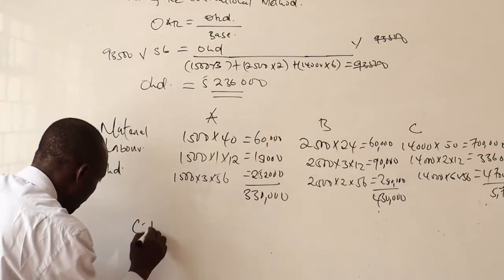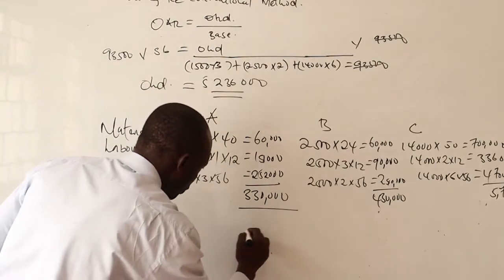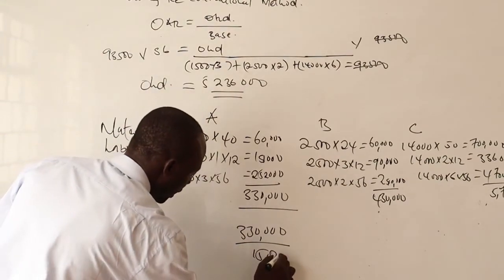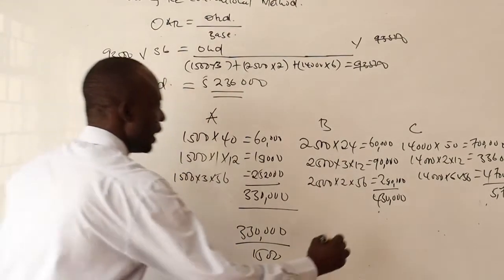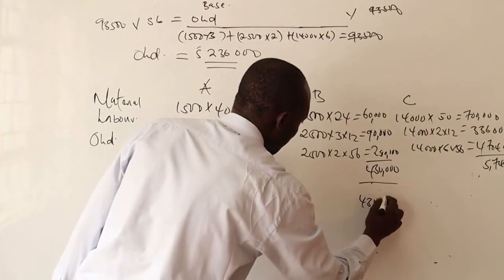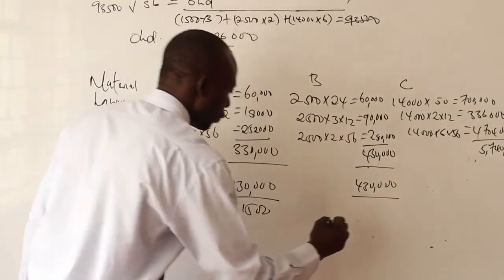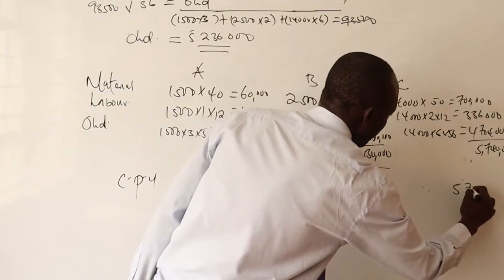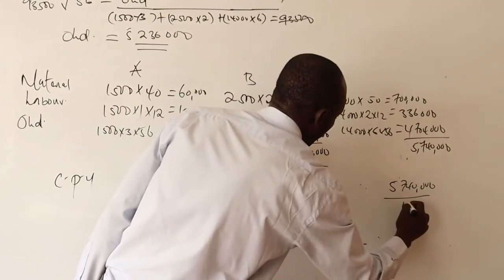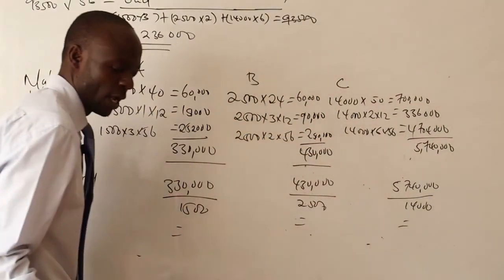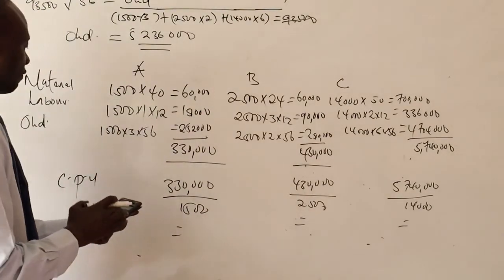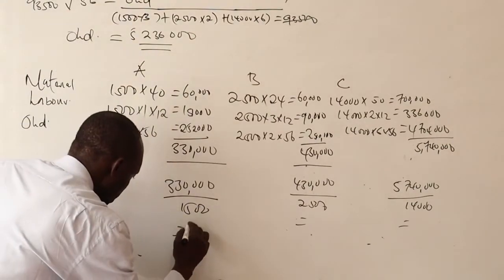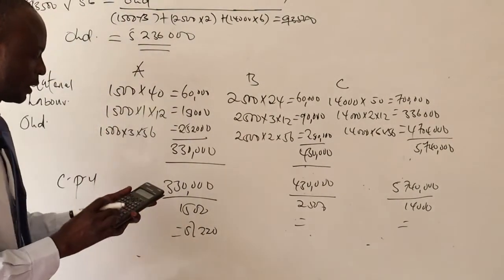So the cost per unit will be the total cost, which is 330,000. You divide by the number of units that were produced, which is 1500, and then you'll be able to get the cost per unit. Here, also do the same, 430,000. You divide by the number of units that were produced, which is 2,500, you get the cost per unit. There is 5,740,000, you divide by 14,000, and you'll be able to get the cost per unit. So when you do it very fast, this is 330,000, you divide by 1,500. So this one is shillings 220 per unit.